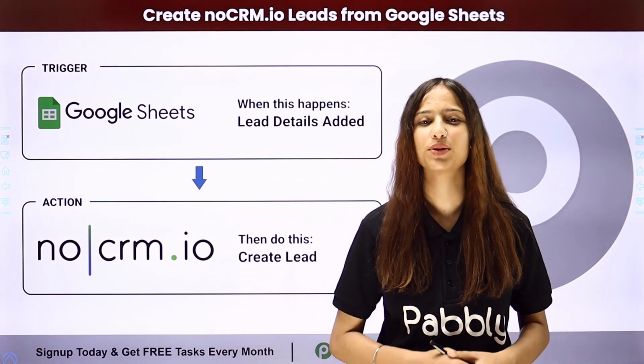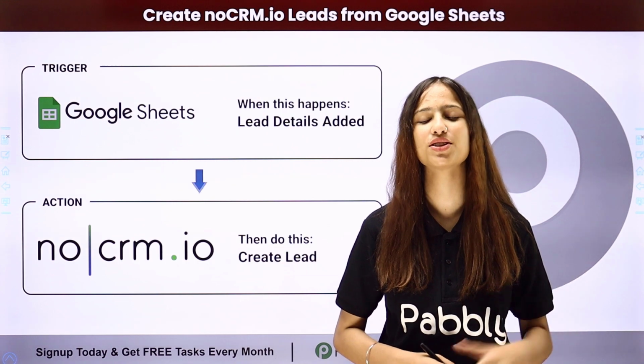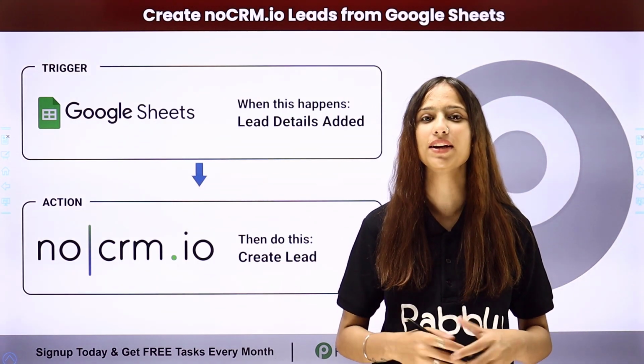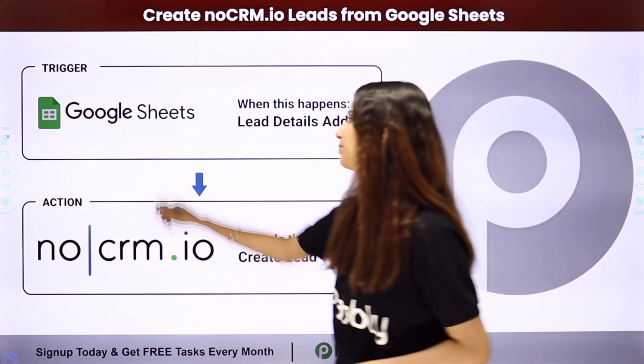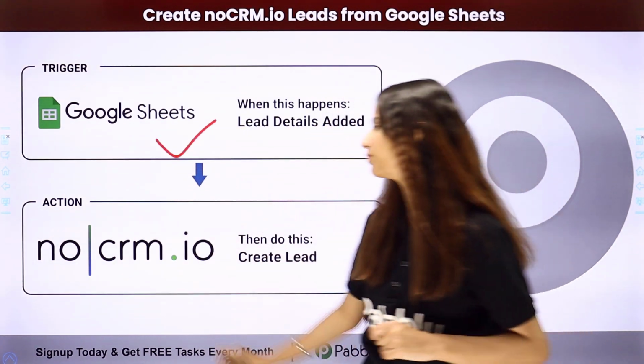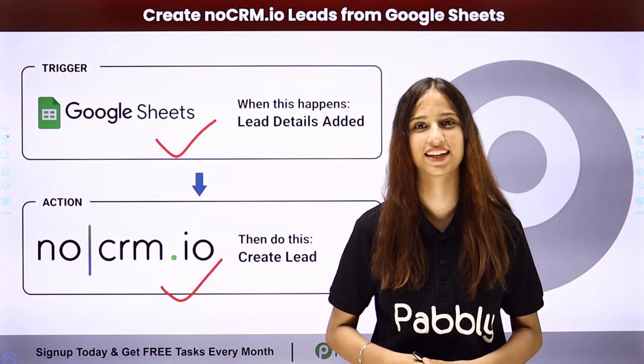Now to do this, I need to build a connection between these two applications, for which I'm going to use this amazing automation software, that is Pabbly Connect. Pabbly Connect follows the concept of trigger and action. Here, my trigger application will be Google Sheets and my action application will be no.crm.io. If you want to learn more about this, follow me through the screen.